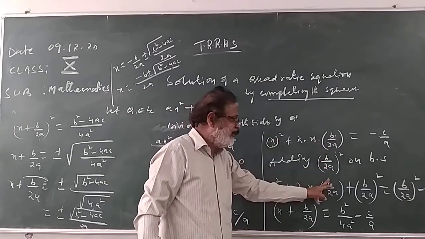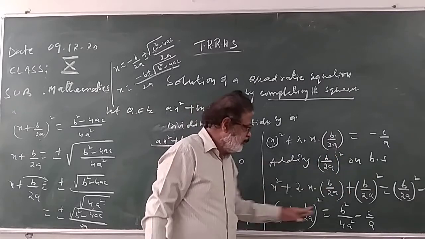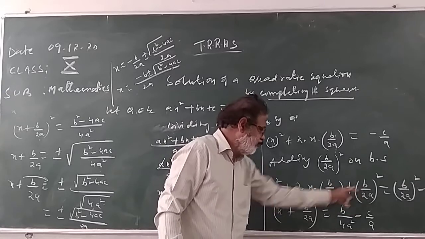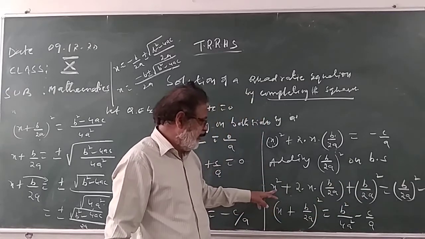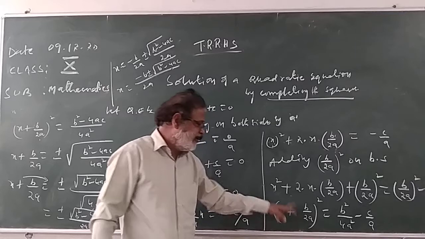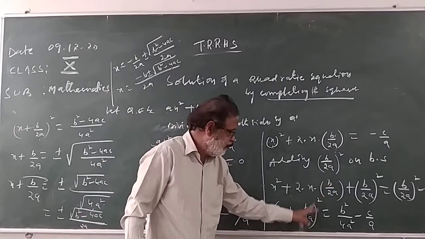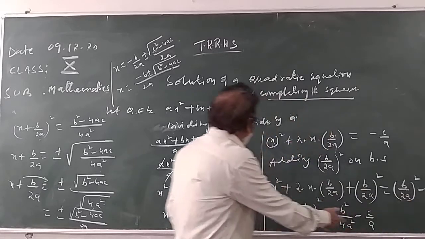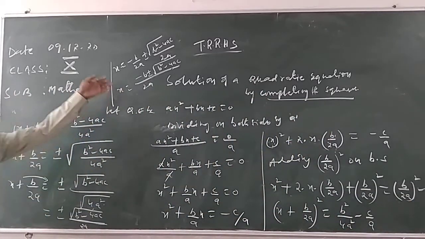b square means b by 2a whole square. Adding that, when you add it, it will be in the form of a square plus 2ab plus b square, a plus b whole square. So this is a square plus 2ab plus b square, which means a plus b. Here a means x and b means b by 2a, whole square equal to b square by 2a square, which means 4a square, minus c, by taking the LCM. We will get it like this.